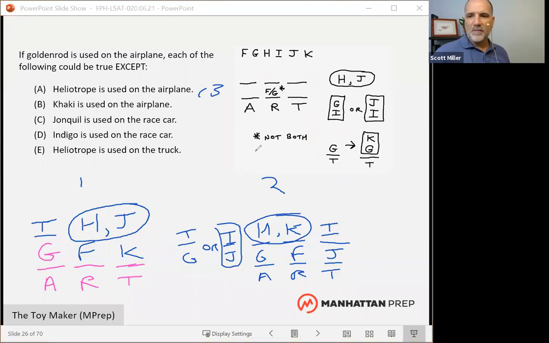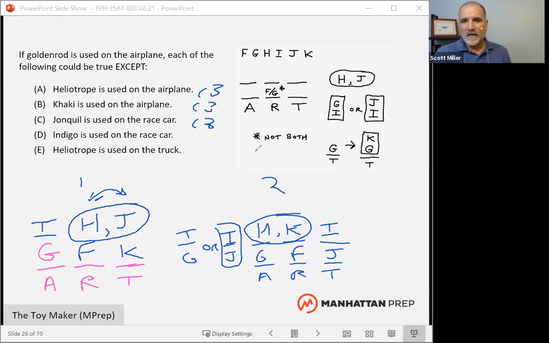Khaki is used on the airplane. Yeah, remember, H and K can switch on diagram 2, so that's a could be. A jonquil is used on the race car. Yep, H and J can switch back and forth here. And if it makes more sense, rather than doing a cloud, if you prefer to do little back and forth arrows, if that works better for your brain, do it that way. You don't have to use the cloud circles. But again, we can see that J can be used on the race car here, so that's a could be.